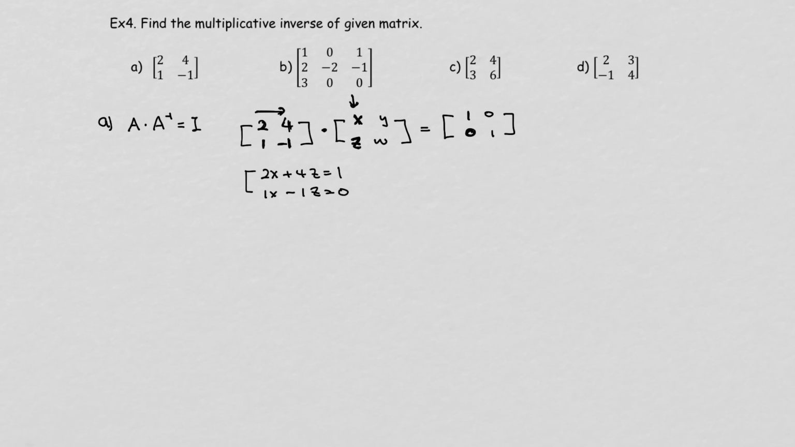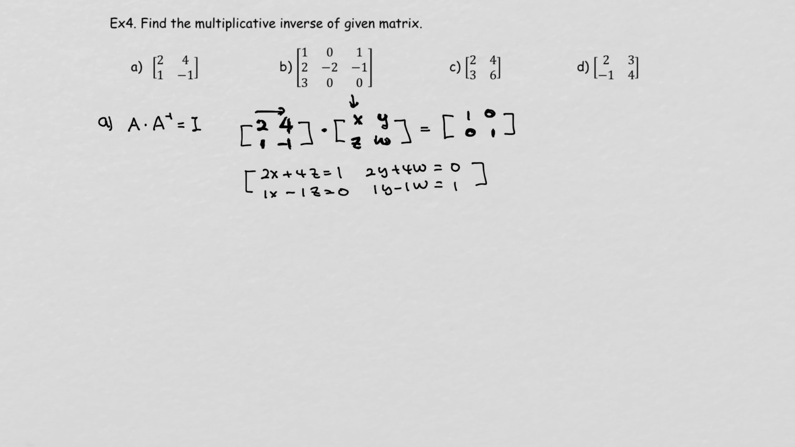The same way I can create the other 2. So it will be 2 times y plus 4 times w should be 0. And then the last one is 1 times y plus negative 1 times w, so I will get 1y minus 1w equals 1. Once we create our equations, we can solve for x, z, and y and w.